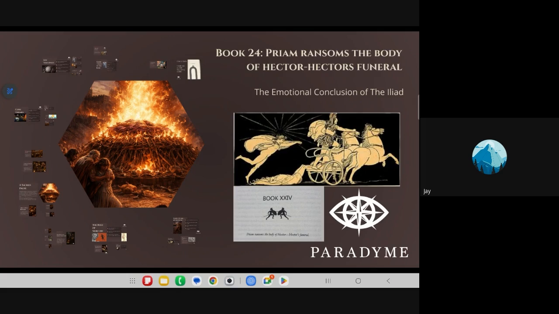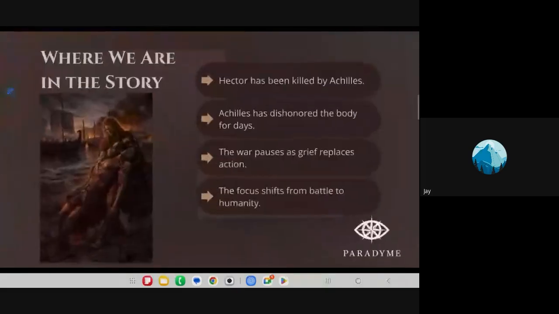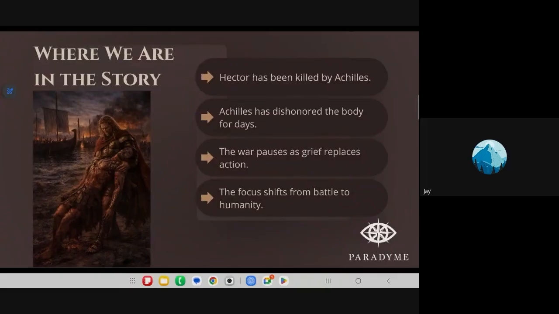Book 24: Priam ransoms the body of Hector, funeral, the emotional conclusion of the Iliad. Where we are in the story, Hector has been killed by Achilles. Achilles has dishonored the body for days. The war pauses as grief replaces action. The focus shifts from battle to humanity.